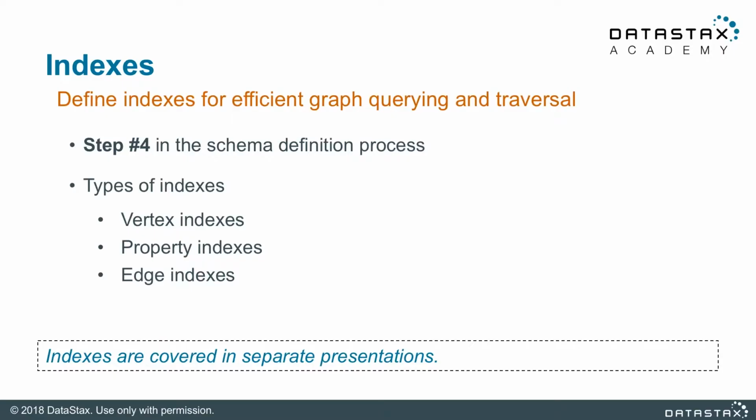Lastly, it's time to talk about our fourth and final step in the schema definition process, creating indices. Because there's a lot of depth to indices in DSE Graph, we'll cover them more in depth separately, but for now, know that there are three types of indices: vertex, property, and edge indices.